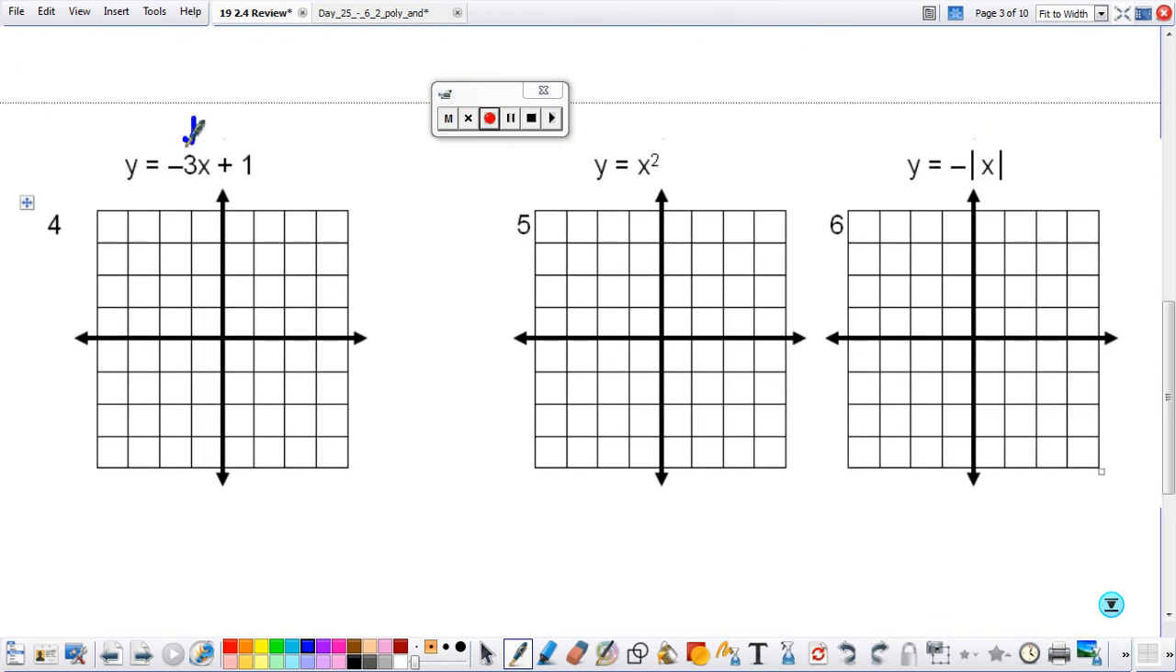Now for 4, the slope everywhere is -3. So I'm going to draw a horizontal line at -3.